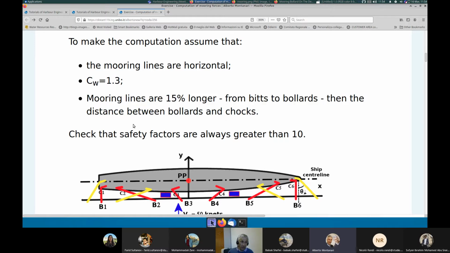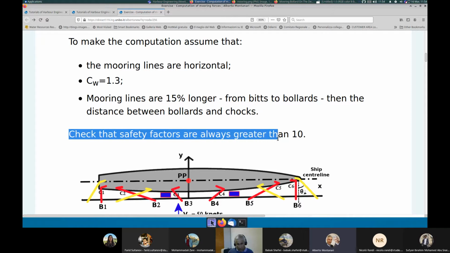Okay. And then check that the safety factors for the mooring lines, for the composition of the three ropes, are always greater than 10. Okay, so once we have computed the mooring forces, we know the braking force of each mooring line, and we need to check the safety factor.